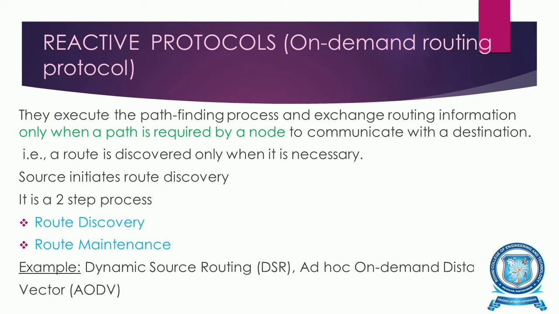These reactive protocols execute the path finding process first and then exchange the routing information only when a path is required by a node to communicate with the destination. So if a path is necessary, only then will the route be discovered. A route is discovered only when it is necessary, that is, on demand. The source initiates the route discovery. It is a two-step process: route discovery and route maintenance. Examples are DSR and AODV, that is, dynamic source routing and ad hoc on-demand distance vector.